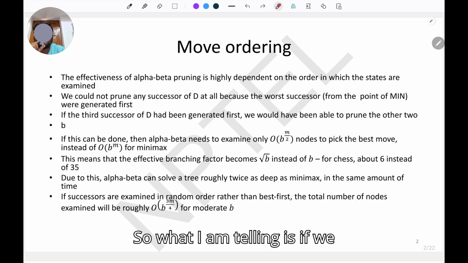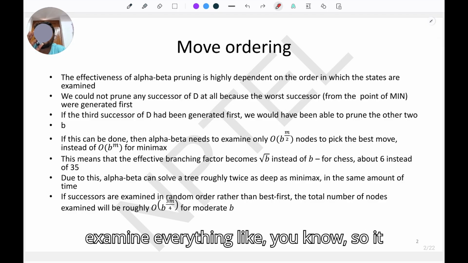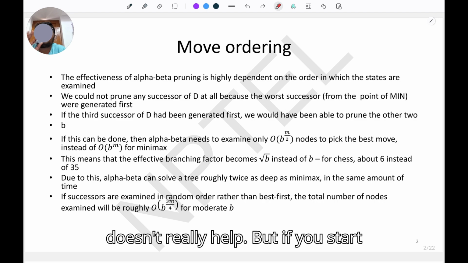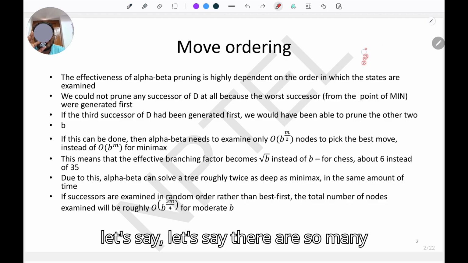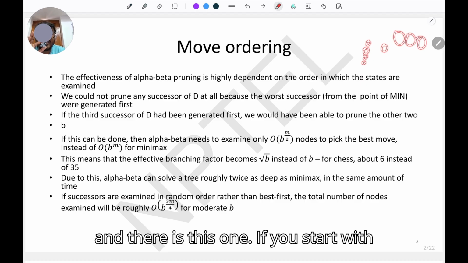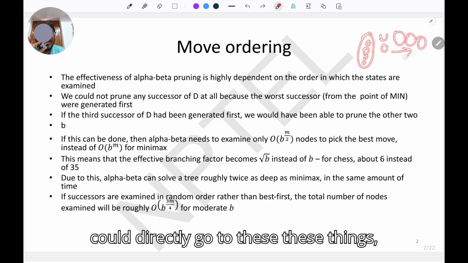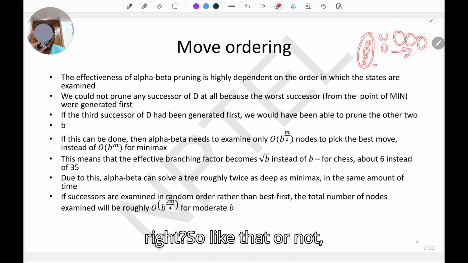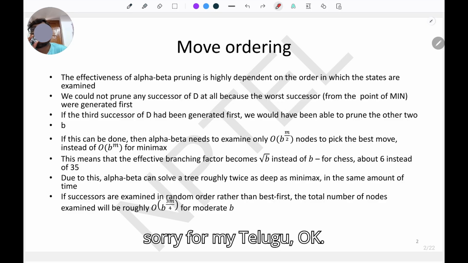So what I'm saying is, if we start with the worst, we need to examine everything, so it doesn't really help. But if we start with the best moves, for example, let's say there are so many small things, and there is this one and this one. If you start with this, we can discard all of these and go directly to the others, right? Like that. Sorry for my Telugu.